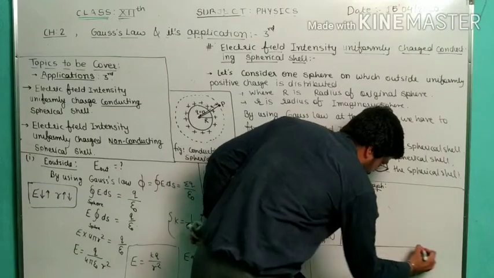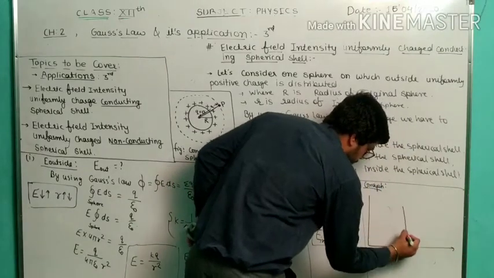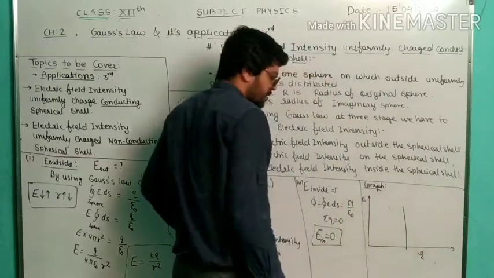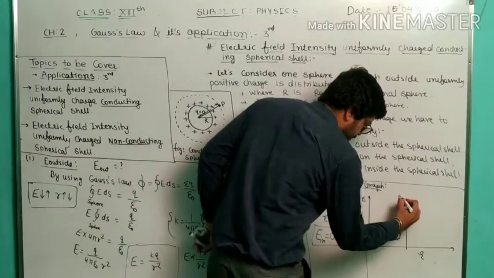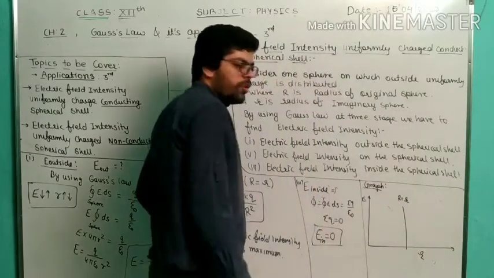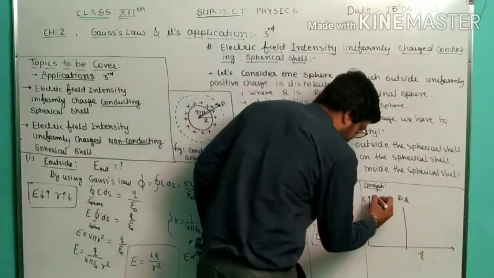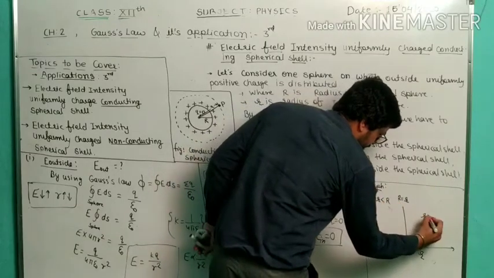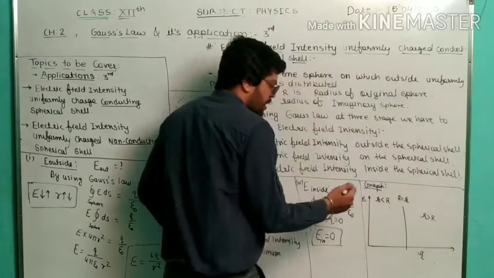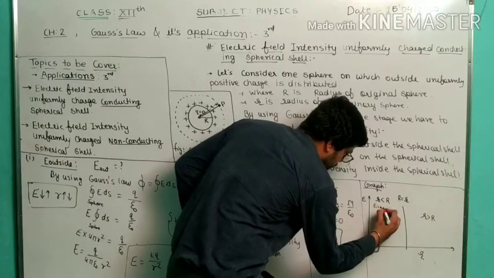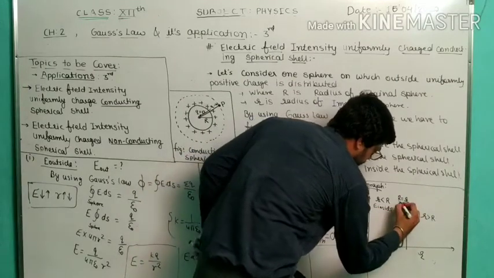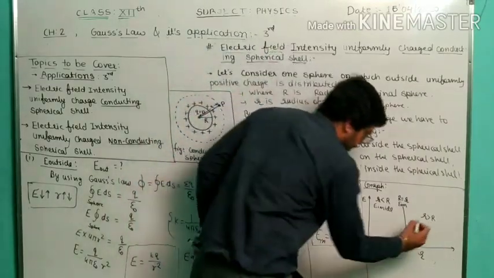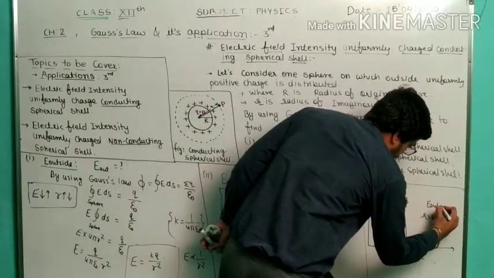Now we are going to talk about the graph, the understanding of the graph. There are three conditions we are going to talk about. This is electric field, this is the radius. This is the condition where small r is equal to capital R, this is the condition where small r is less than capital R, and this is the condition where small r is greater. So this is E inside, this is E on the surface of the sphere, this is E outside.